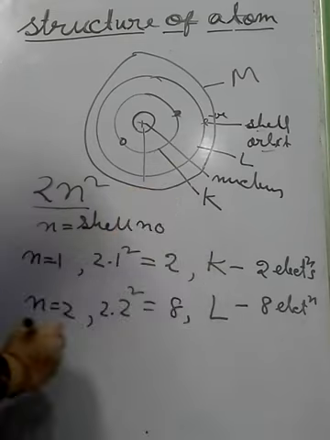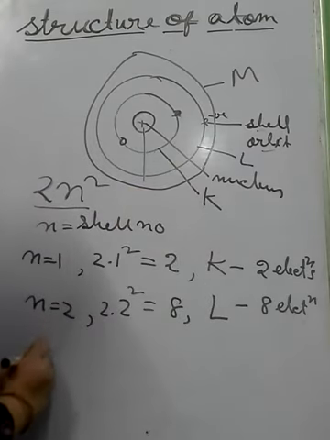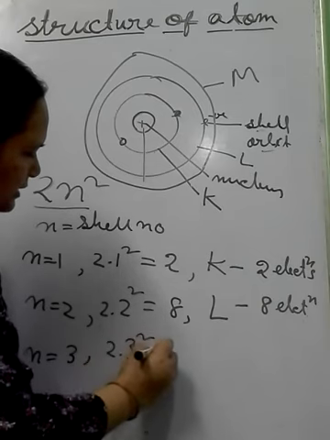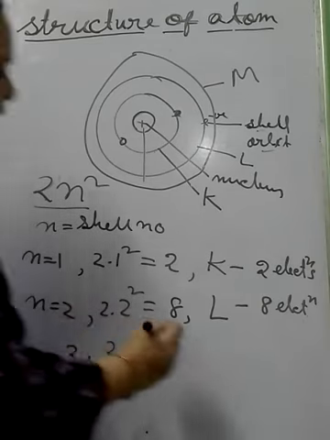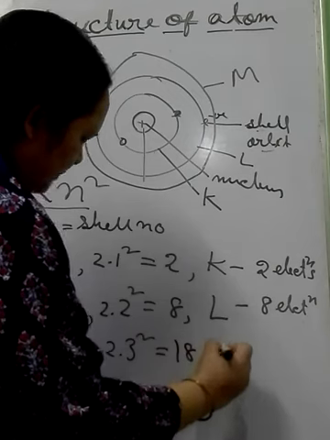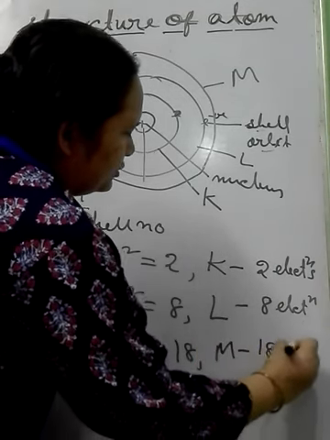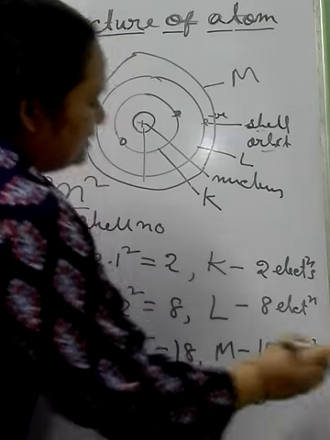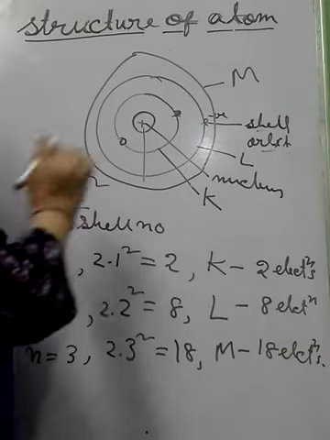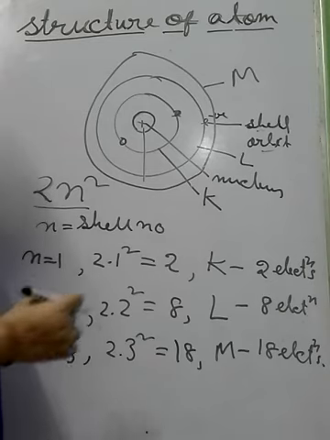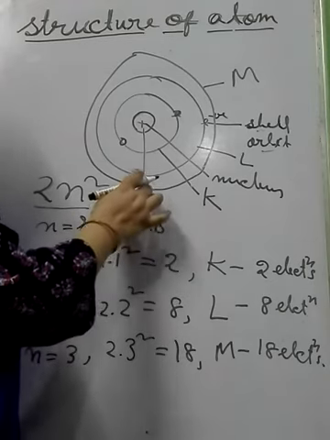Now what will be the capacity of the M shell? In the M shell, n equals 3. So 2 into 3 square equals 18. So the capacity of the M shell is 18 electrons. We can give 18 electrons in the M shell. More than 18 is not possible, but less than 18 is possible to give here.